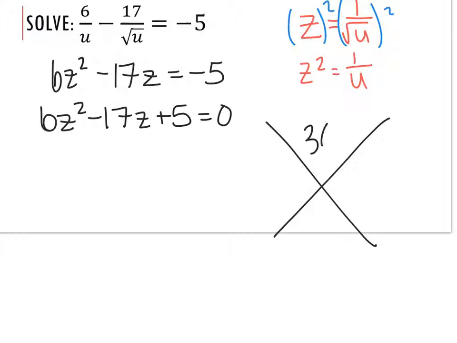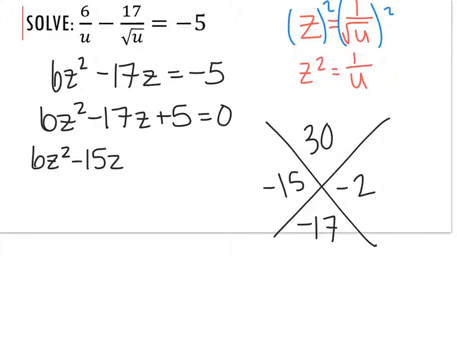Let us make a big x. 6 times 5 is 30. Negative 17 goes in the middle. So what multiplies to give me 30 and adds to give me negative 17? Negative 15 and negative 2. So I'm just going to review how to factor by grouping. So 6z squared, the negative 17z becomes negative 15z and negative 2z, and we still have this plus 5 equals 0.